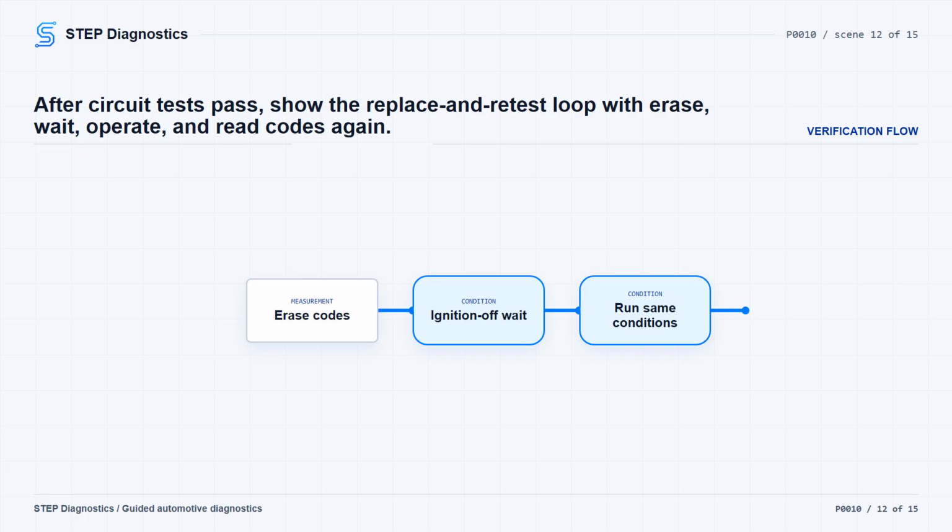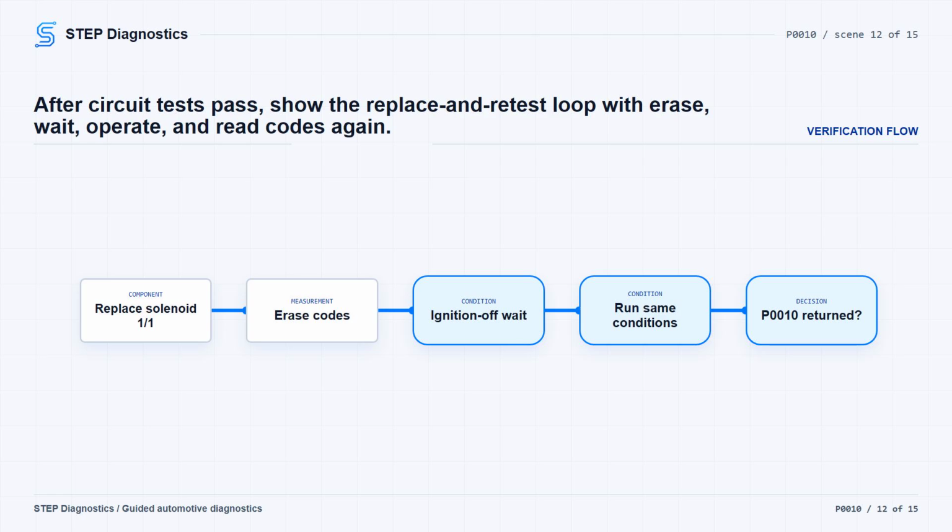Reconnect the intake solenoid and PCM connectors, turn the ignition on, erase the DTCs with the scan tool, then turn the ignition off for a minimum of 10.0 seconds. Turn the ignition back on. Operate the vehicle under the conditions that set the code using the captured operating data, and read DTCs again. If P0010 does not return, the faulty component repaired the fault. If it does return, continue to the connection checks.